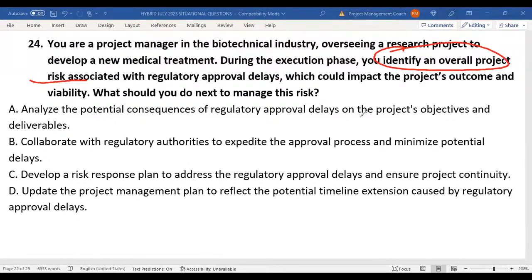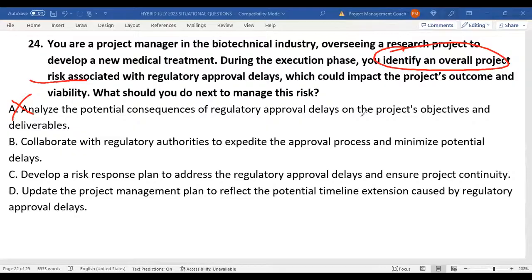Analyzing the potential consequences of regulatory approval delays. You already know this is an overall project risk, so it can kill the entire project. That's what it could do. So analyzing potential consequences, you already know the consequences because it's told you it's an overall project risk. These are very, very important big risks that could kill an entire project. So A has already been done for you and it's been labeled as an overall project risk. Okay. Let's go to D.